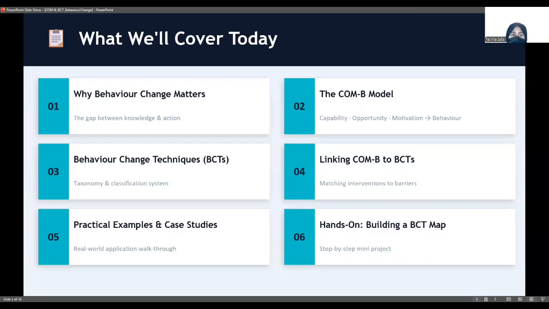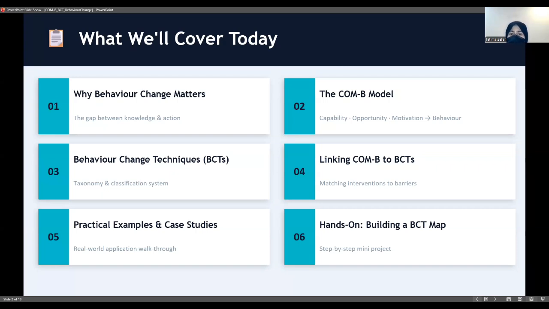What I have to cover today is why behavior change matters, the gap between knowledge and action. The COM-B model, that is capability, opportunity, motivation into the behavior. Then behavior change techniques, that is taxonomy and classification systems inside it. After that, we will see linking COM-B.